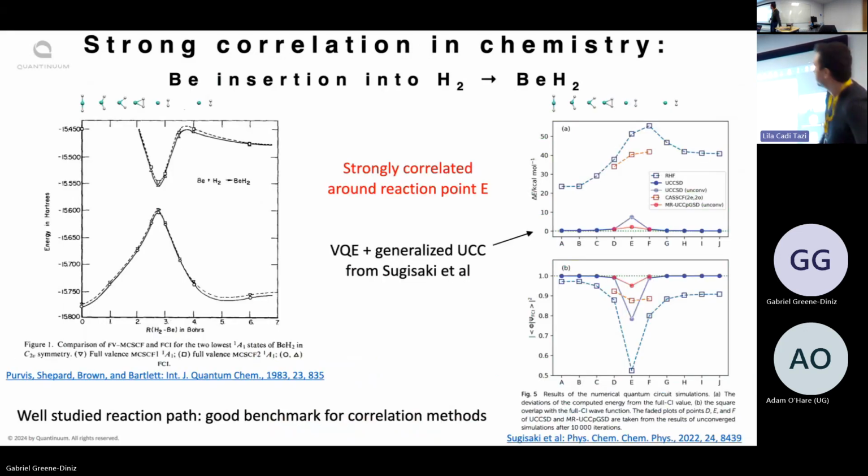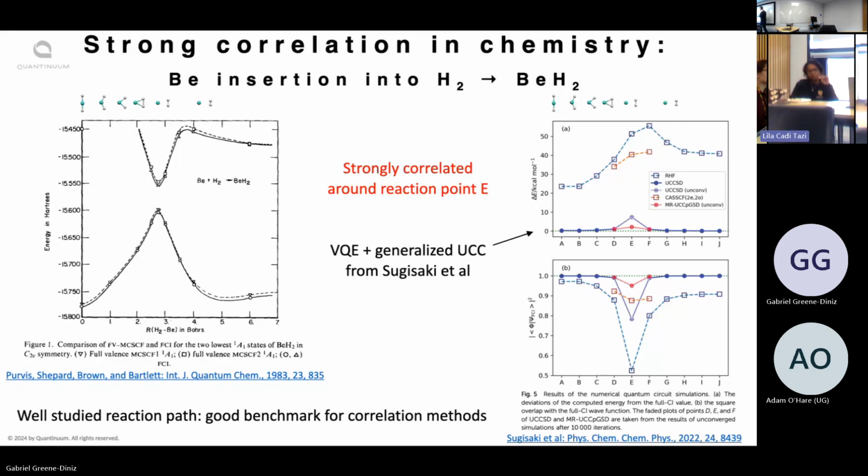Yes, so this is the use case for the quantum subspace approach to get the energy. We're looking at this beryllium insertion into H2, which is a prototypical example for strong correlation. It goes back to the 80s. At the midpoint of the reaction here, the system becomes very strongly multi-reference, and things like Hartree-Fock start to fail. This here is the overlap of the exact state with the Hartree-Fock, and I think the red is a multi-reference generalized UCC that the authors did, which is very, very expensive.